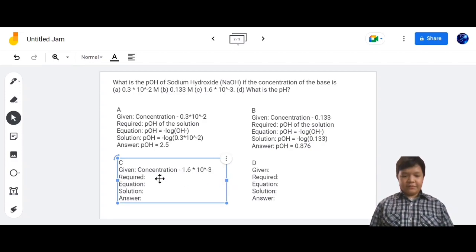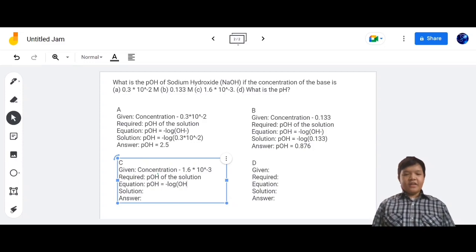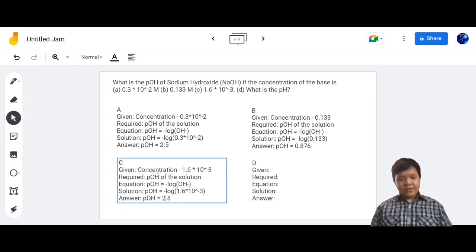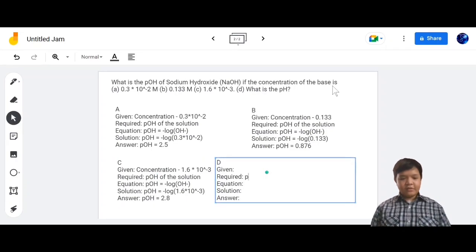For C, we are given the concentration once again, which is 1.6 times 10 to the power of negative 3. We are still required to get the pOH of the solution, so the equation stays the same. pOH is the negative log of the hydroxide concentration. So the solution is that the pOH is equal to the negative log of 1.6 times 10 to the power of negative 3. We'll enter this into our calculator, and we get that the pOH is equal to 2.8.